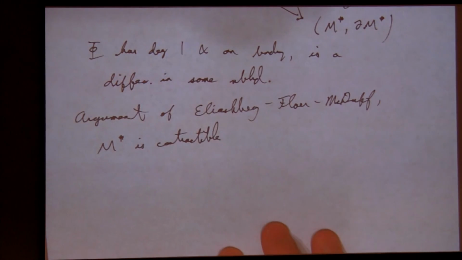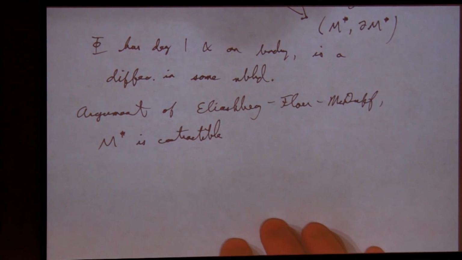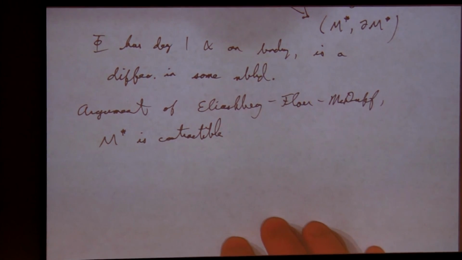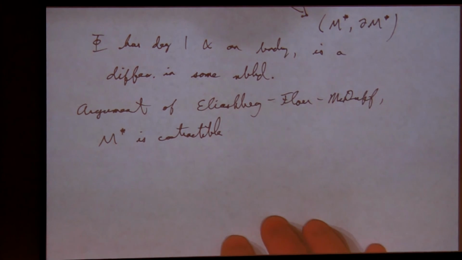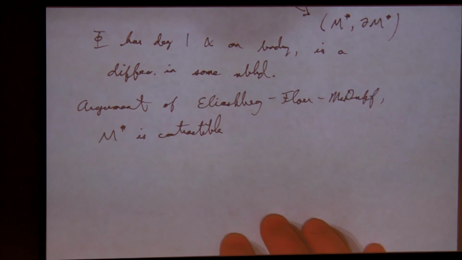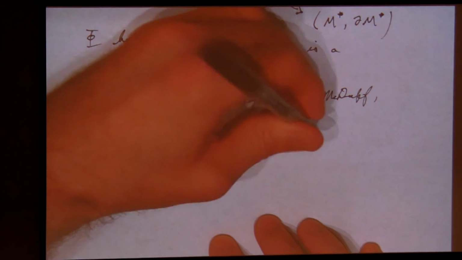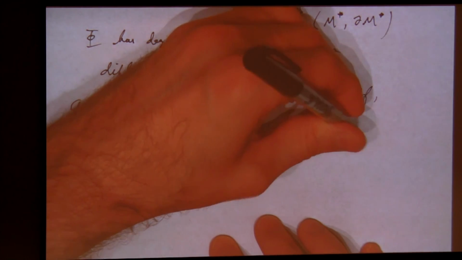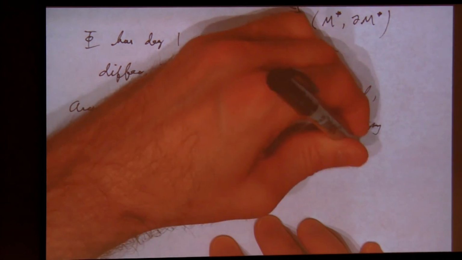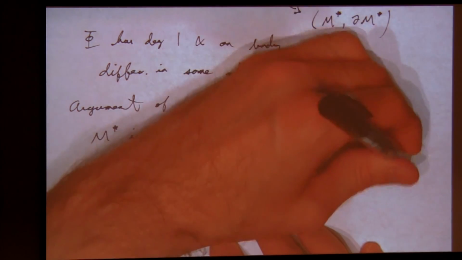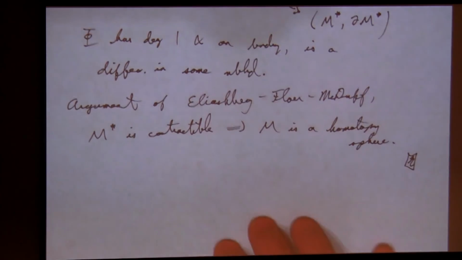So we've got a contractible space that was obtained by removing a ball from something that was, by assumption, not a homotopy sphere. That's the only assumption left that I haven't used. This is where I have to use it, because that implies that M is a homotopy sphere, and I get a contradiction. That's where I'll stop. Thanks.